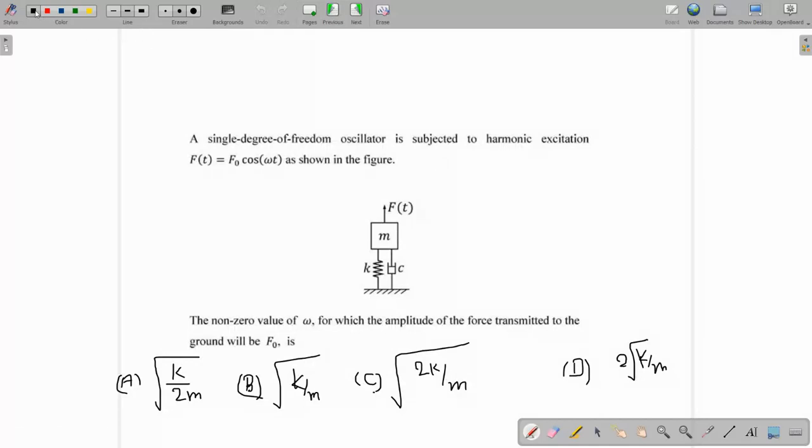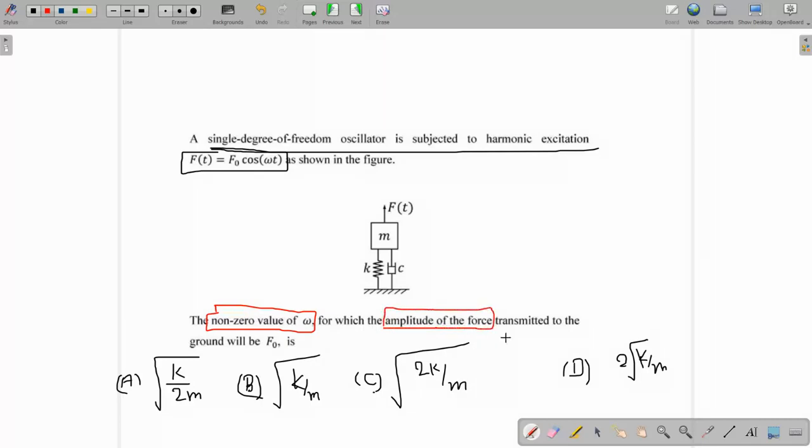So what is the question: a single degree of freedom oscillator is subjected to harmonic excitation F(t) equal to F0 cos omega t. That means the force acting is not constant, it is sinusoidal. We have to find the non-zero value of omega for which the amplitude of the force transmitted to the ground will be F0.